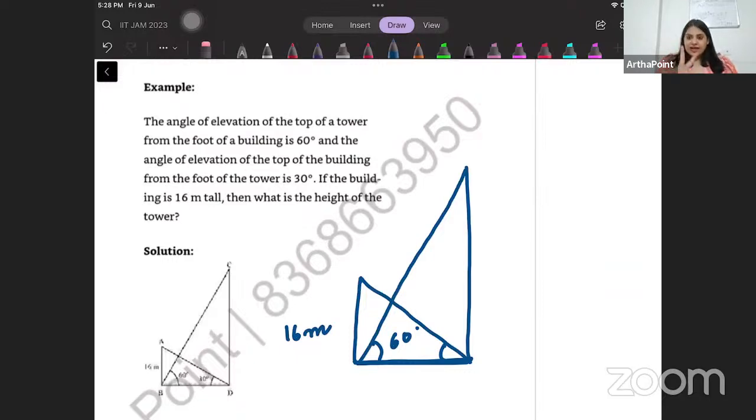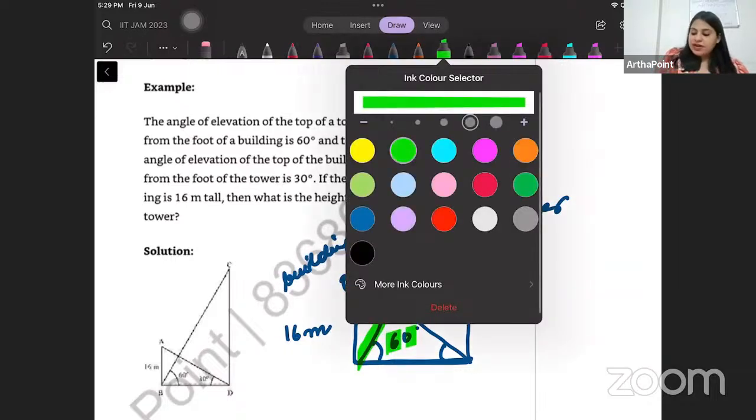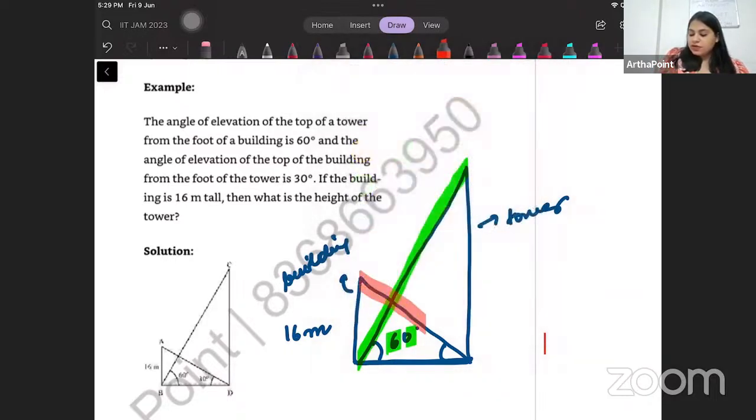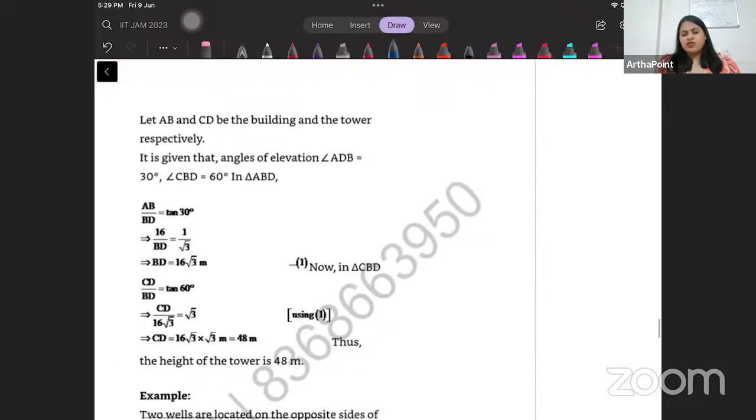So there are two things, one building and one tower. First we said top of the tower, this is the building. This is the tower. Top of the tower to the foot of the building, beta, this is 60 degrees. Top of the building to the foot of the tower, beta, this is 30 degrees. The building is 16 meter tall. Now it is asking what is the height of the tower. So we will go ahead and use simple trigonometry here.